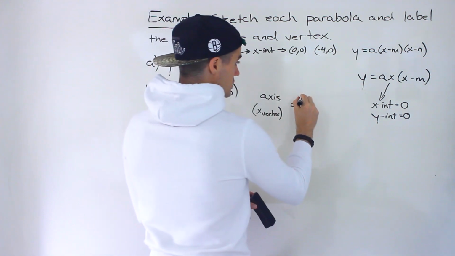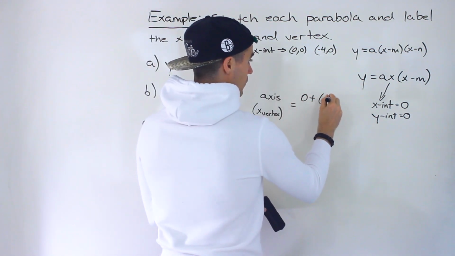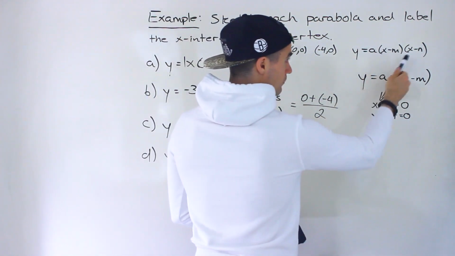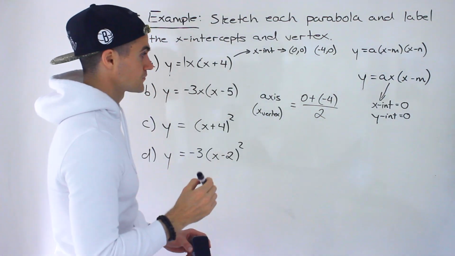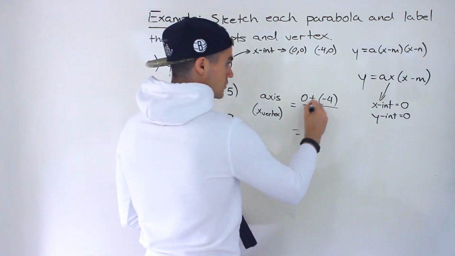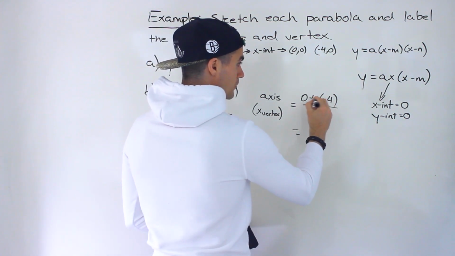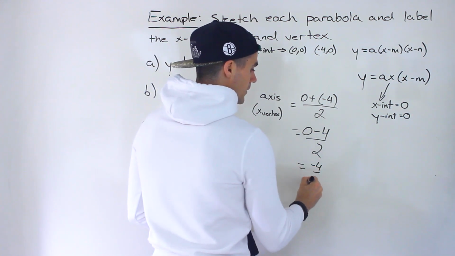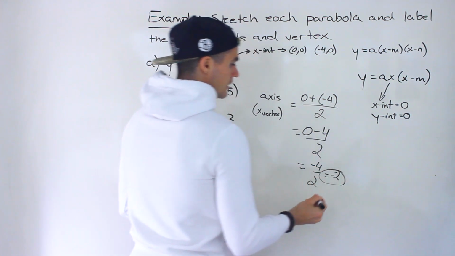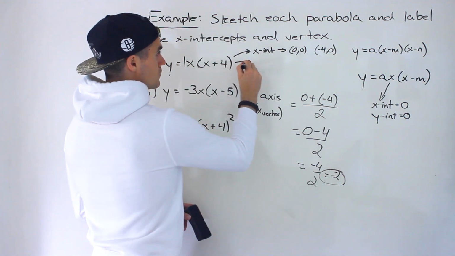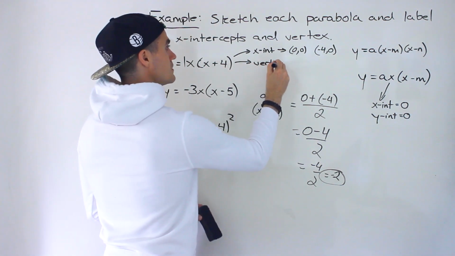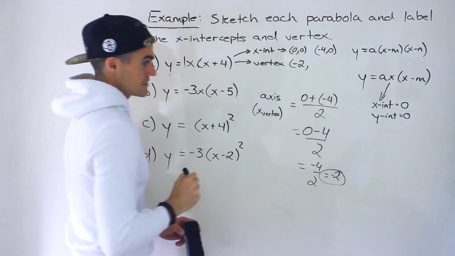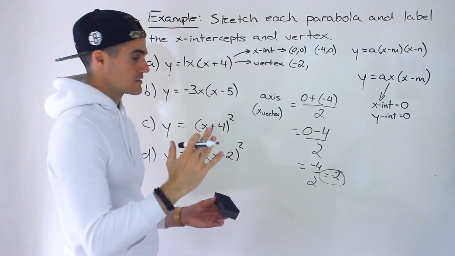It's always going to be in between the intercepts. So we could add the intercepts, 0 plus -4, and divide by 2. Remember, m plus n divided by 2. So in this case, we'll have 0 plus -4, that ends up being a minus, divided by 2. -4 divided by 2 would give us -2. So we have an x value of the vertex at -2. That's the axis of symmetry.